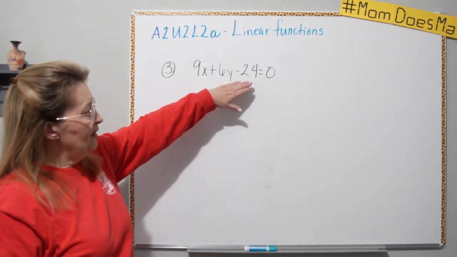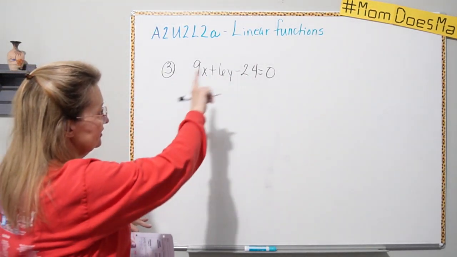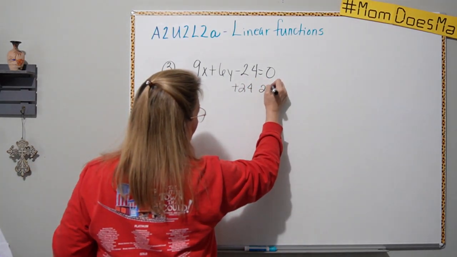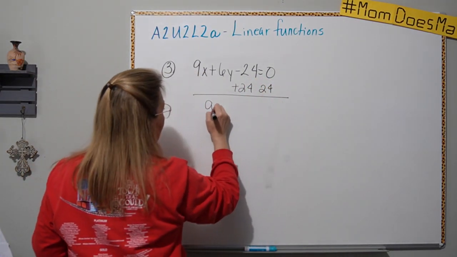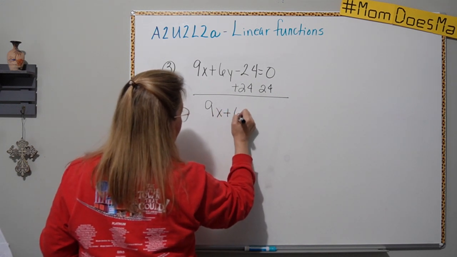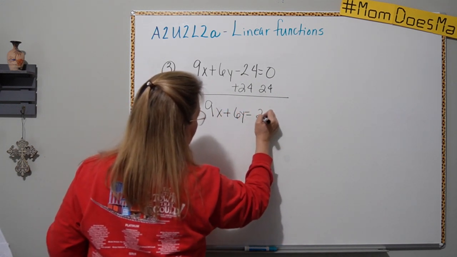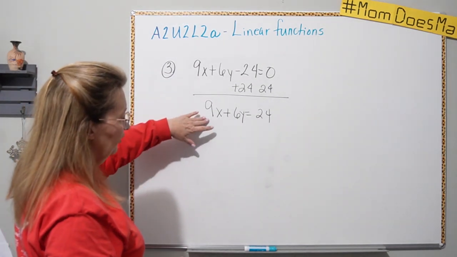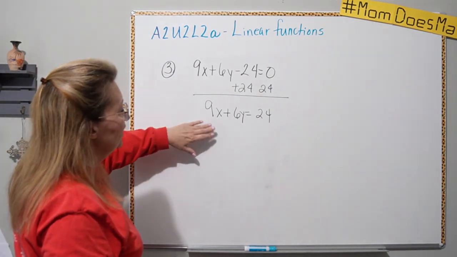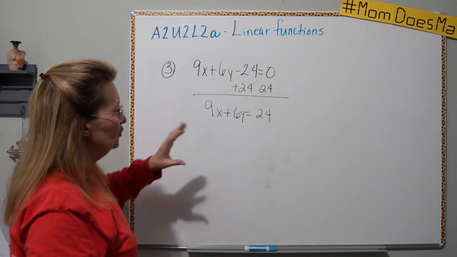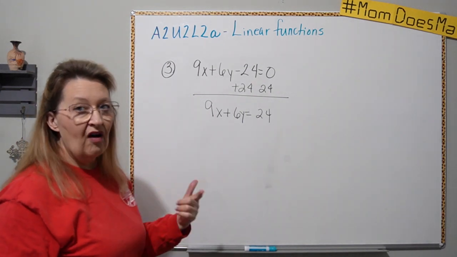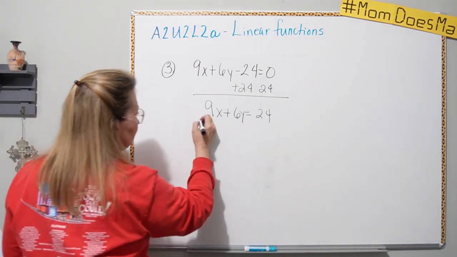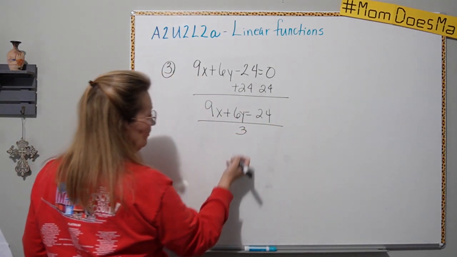9x plus 6y minus 24 is equal to 0. Well, first let's get that 24 over there. Since it's been subtracted, I'm going to add it to each side. Now I have 9x plus 6y is equal to 24. So let's check. Do we have a positive number in front? Yes, we do. Do we have all integers? Yes, we do. Do we have a greatest common factor? Also yes, and that's something we don't want. So what number will go into all 3 of these things? 3.